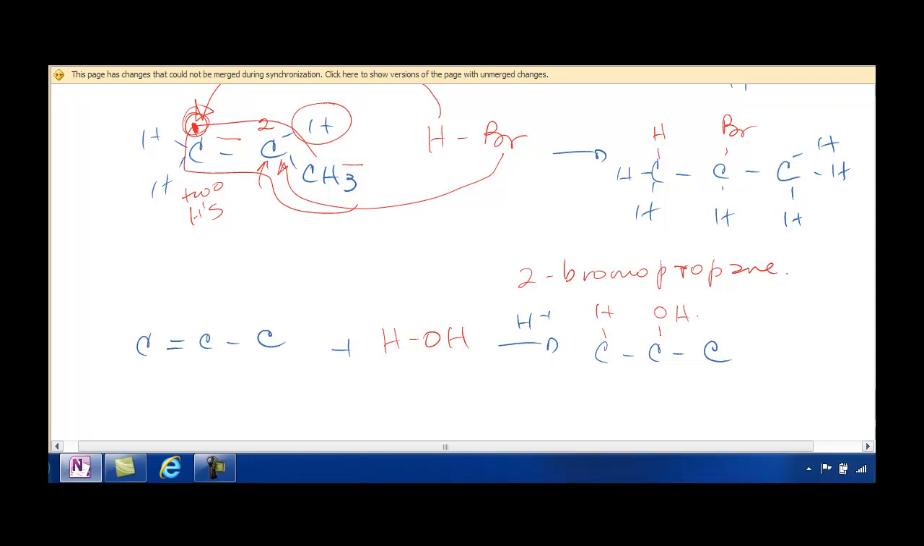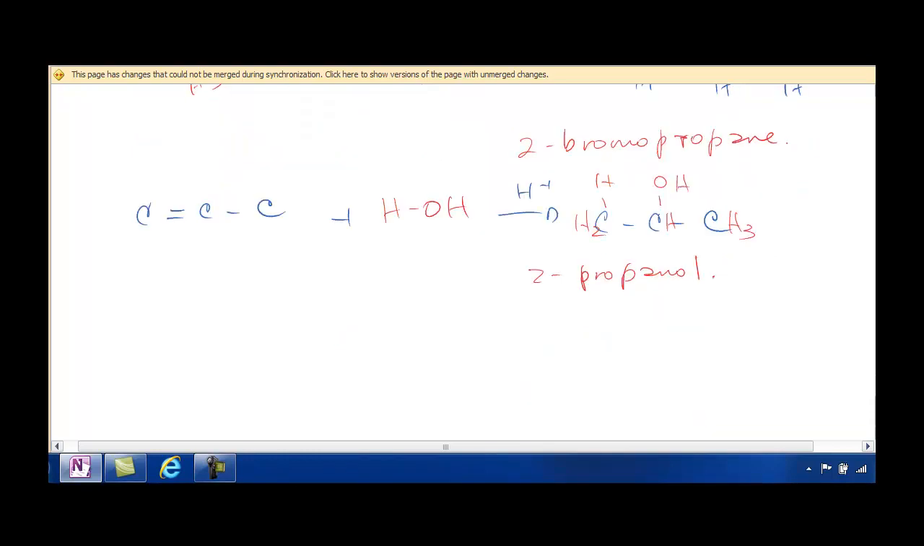Name this tune right here. What's this guy's name? We had him earlier. That's H2, that's H, that's H3. What is it? 2-propanol. Very good. 2-propanol is this fellow's name. Not so bad?